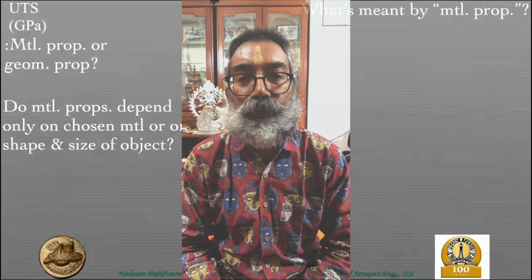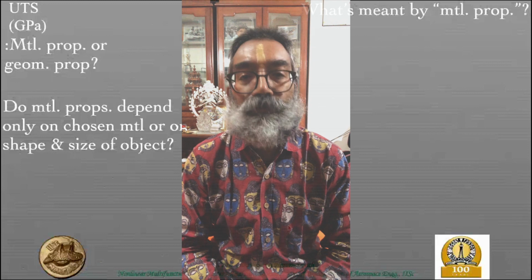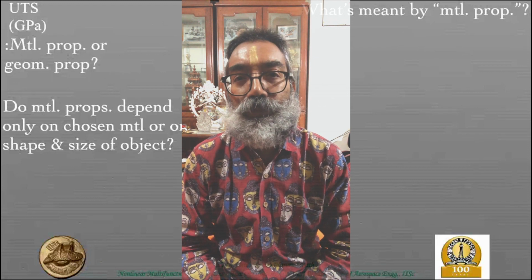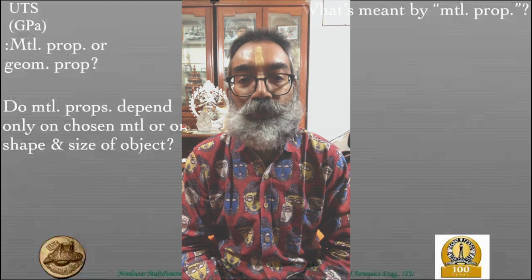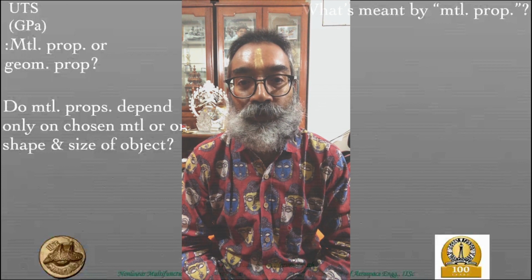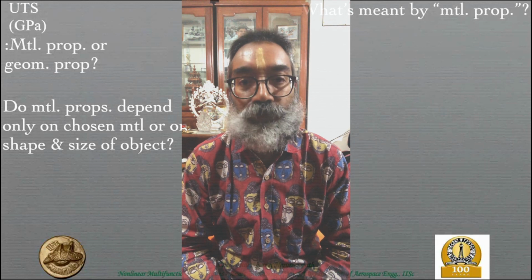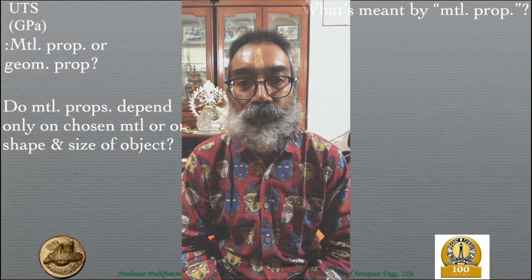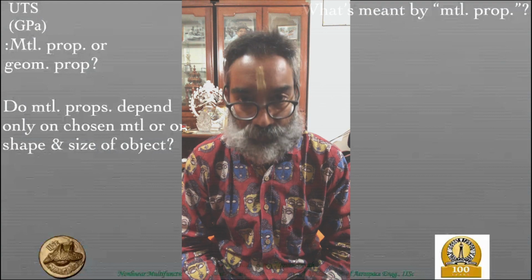Sir, I guess it depends on the shape and size also, because while testing in the UTM, we have a standard shape. For example, in the UTM you'll have a dog bone shape for the metals. Because we have standard shape testing for the material, that's why I'm giving the answer that it depends on the geometric property also.